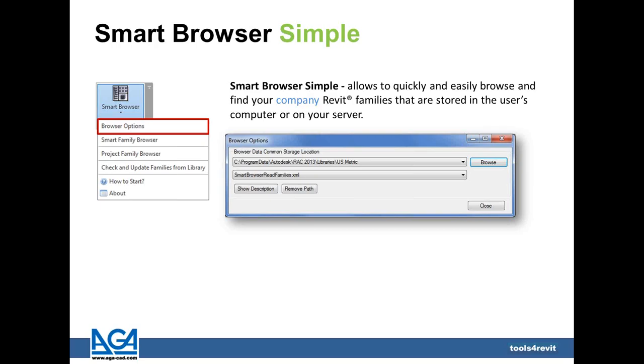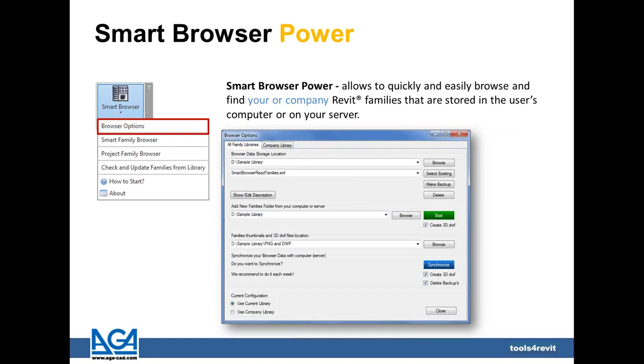If we look into the functionalities, actually it looks the same, but the difference is only in the browser options. As you see, for the simple user the browser options will be limited, and they will be able just to browse and select the company library, and that's it. The power user will have all the same possibilities as I was showing you today. He will be able to create a new XML file, synchronize the library, delete backup files, and so on.